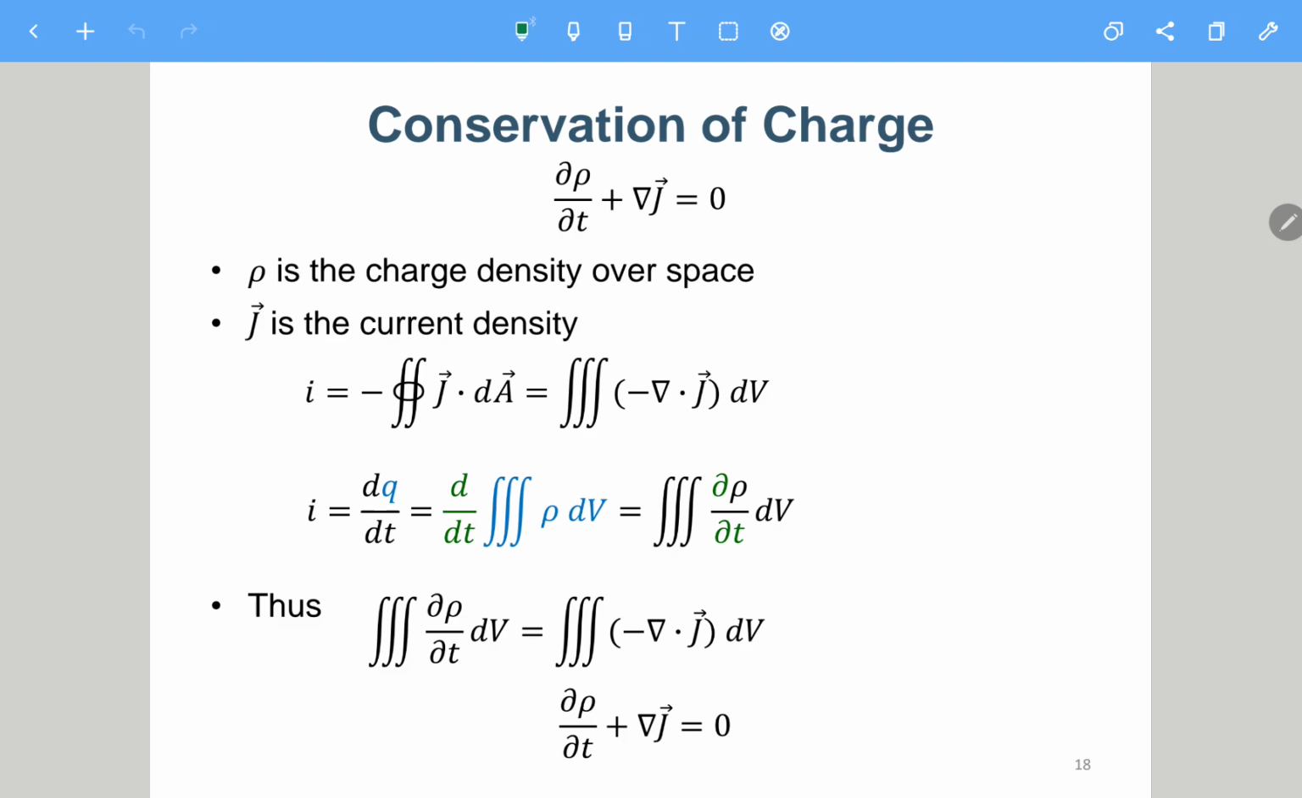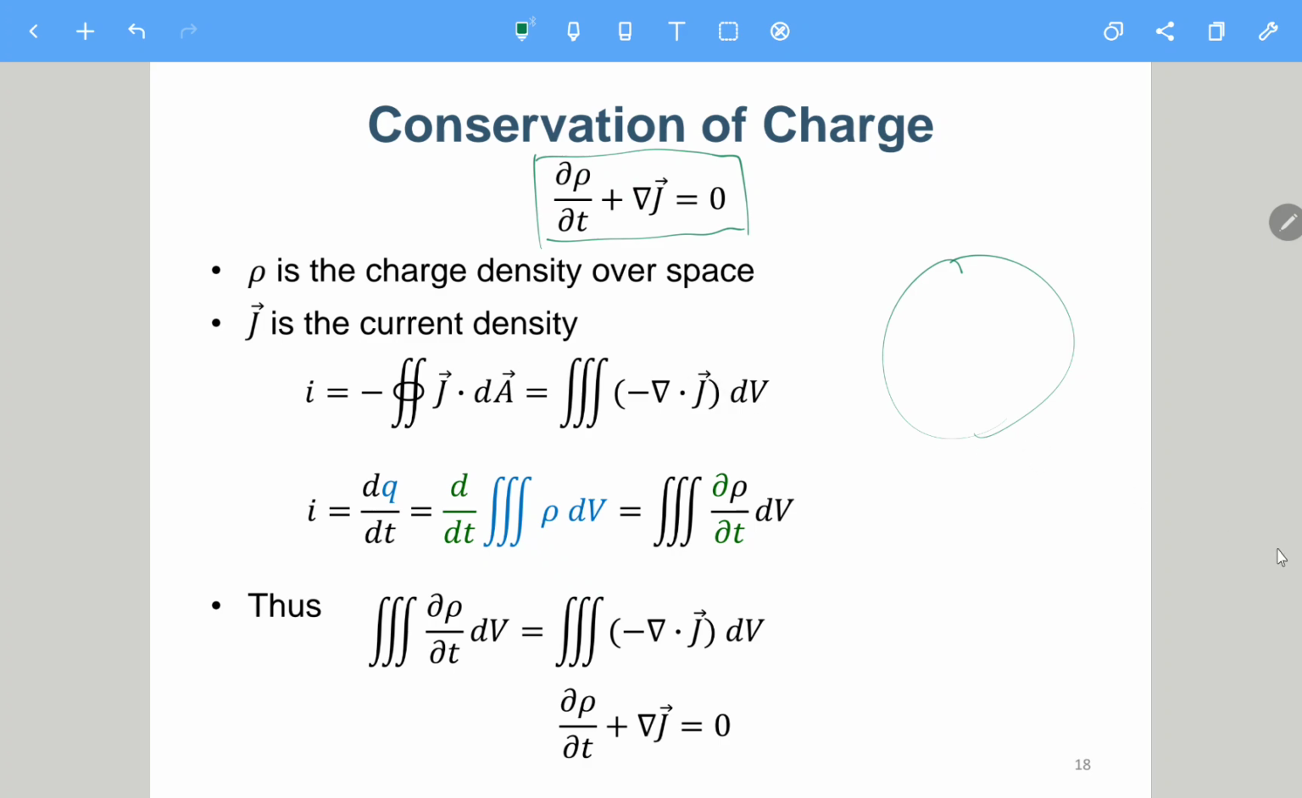So finally I will also mention the conservation of charge. The conservation of charge means you cannot create a charge, you cannot diminish a charge. So actually we can really write out the conservation of charge as an equation like this. Why does it look like this? Let's see how we can write it out. First, rho is the charge density over a volume, and then J is the current density.